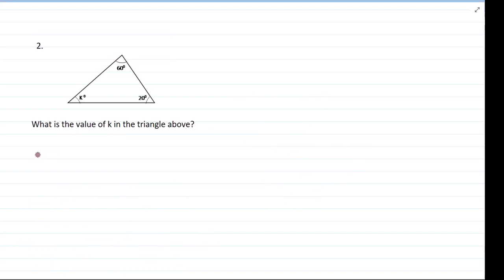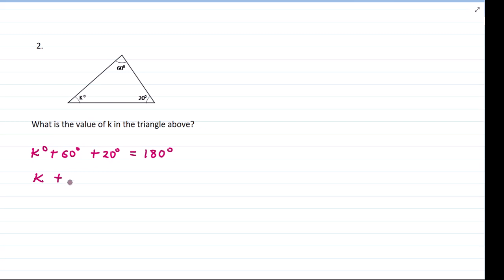Okay, the second question says, what is the value of k in the triangle above? So same thing, we are employing the same process. So we have that k degrees plus 60 degrees plus 20 degrees is equal to what? 180 degrees. How did we get 180 degrees? We got 180 degrees simply because the sum of angles in a triangle is equal to 180 degrees. So you can write your reason for that, but then we can just continue because I've written it in the first example.